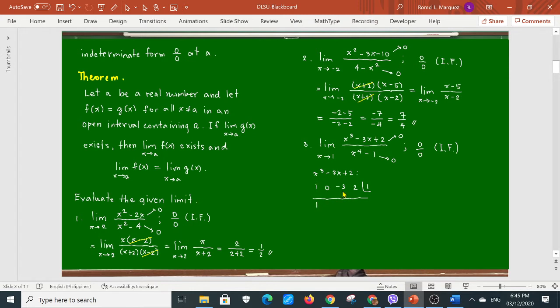So we have 1, then 0 for the missing power, that is 0x squared, negative 3, and then positive 2. We bring down 1, multiply by 1, add, multiply by 1, add, multiply by 1. So the remainder is 0, and the quotient is already quadratic: x squared plus x minus 2. Is it factorable? Is it 0 when x is 1? 1 plus 1 minus 2, yes, it is also 0.